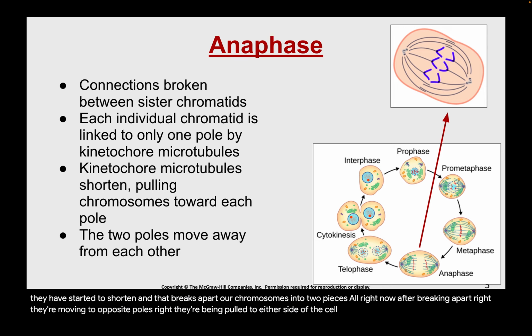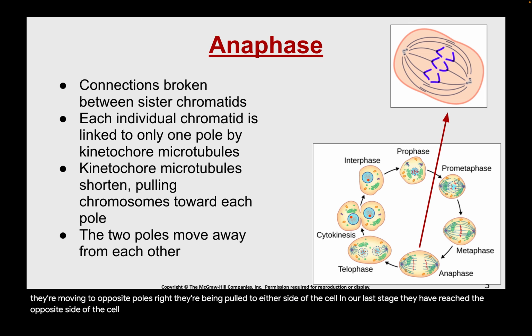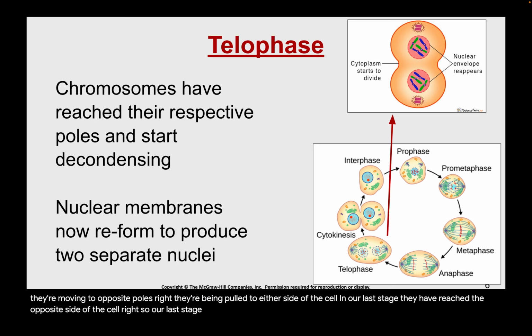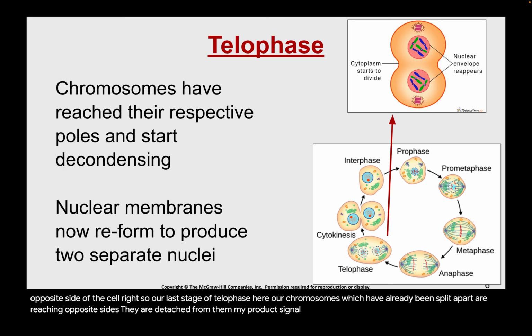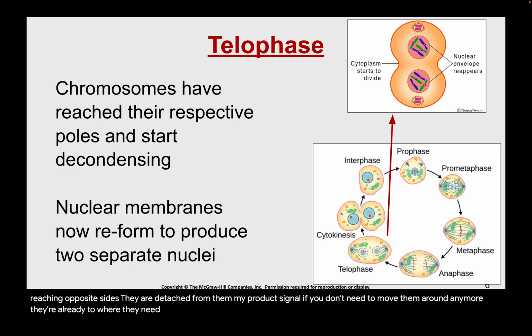In our last stage, they have reached the opposite side of the cell, right? So our last stage is telophase here. Our chromosomes, which have already been split apart, are reaching opposite sides. They are detached from the mitotic spindle, right? We don't need to move them around anymore. They're already to where they need to be.